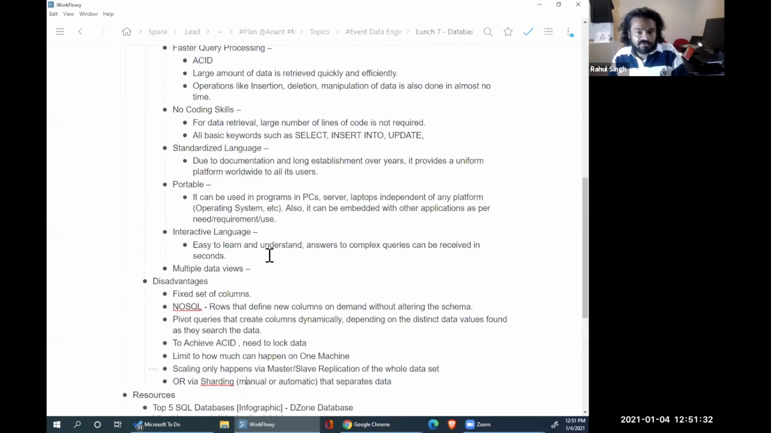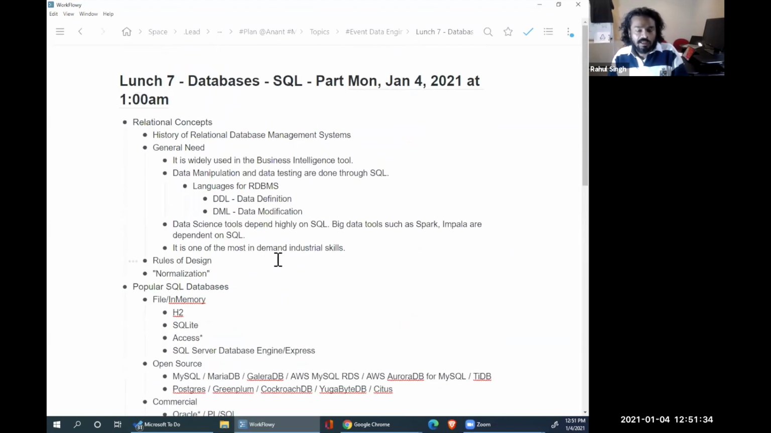Key point is SQL is a major part of data engineering. In distributed computing, especially in Spark, and in the Hadoop ecosystem, Hive is a way to access information that's stored on disk using SQL. Hive is basically implemented as Spark SQL.